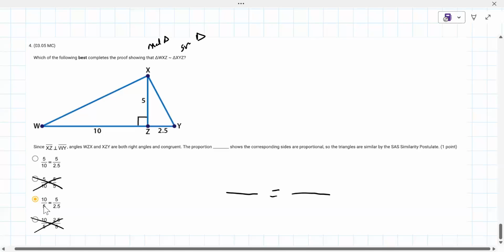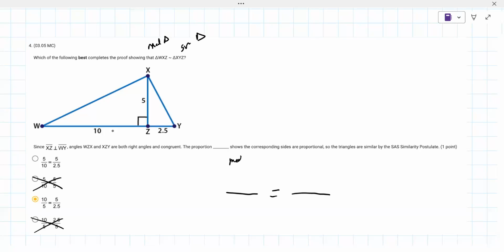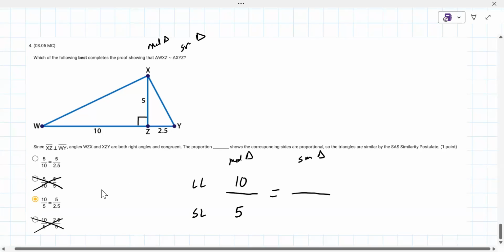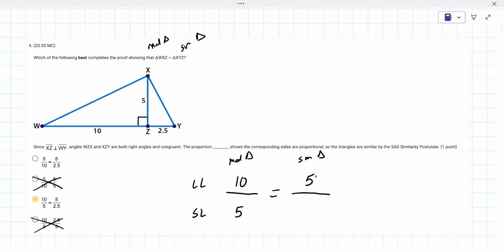Let's just go with the one that you think is right, for the moment. So what is 10? 10 is in the medium triangle. It's the long leg. And then 5 is the short leg. You'll notice that I labeled small triangle over here because that's the other one we're interested in. What is the long leg of the small triangle? Well, it's 5. And the short leg of the other triangle is 2.5.